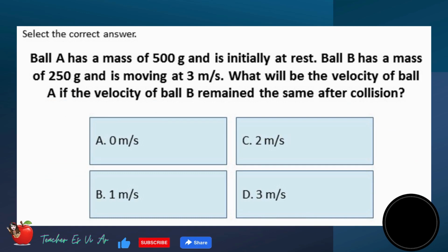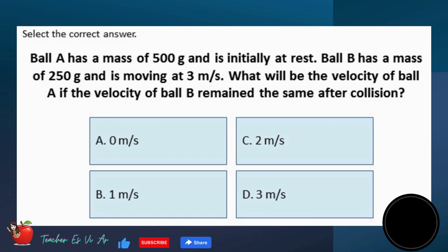Number 3. Ball A has a mass of 500 grams and is initially at rest. Ball B has a mass of 250 grams and is moving at 3 meters per second. What will be the velocity of ball A if the velocity of ball B remained the same after collision?